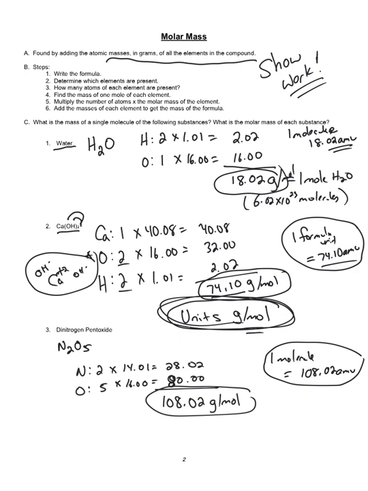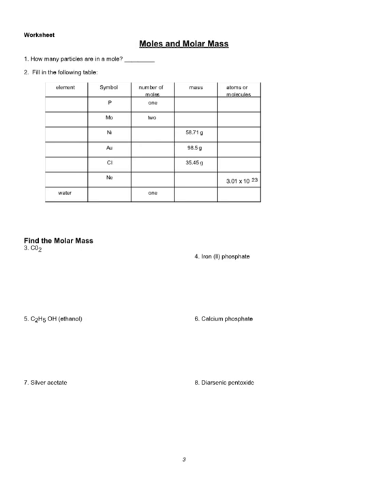Okay. Dinitrogen pentoxide, formula N2O5. Okay, multiply across: 2 nitrogens, 28.02, and 5 oxygens, 80, for a total mass of 108.02 grams per mole. Again, the units on molar mass is grams per mole. There are 108.02 grams of dinitrogen pentoxide in every mole of it. 1 molecule of N2O5 has an atomic weight of 108.02 AMU. All right, so that's the first initial concept on moles and molar mass.